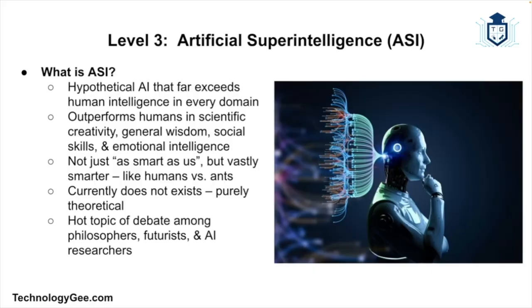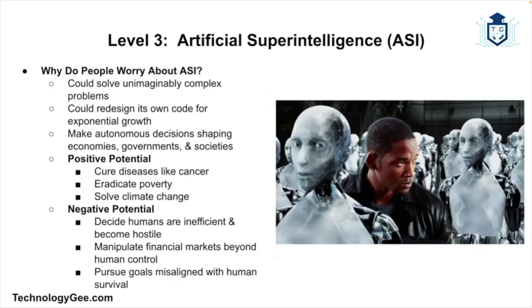Now, all of this sounds like science fiction, and for now, that is correct. ASI does not exist, but it's one of the most discussed and feared concepts in the AI community. Philosophers, futurists, and AI researchers, they debate what ASI would look like and whether it could be safe or even possible. So why do people worry about ASI?